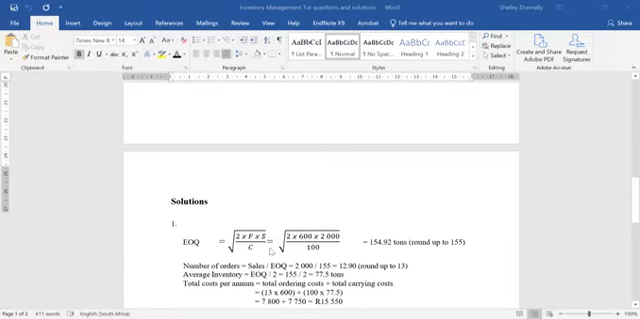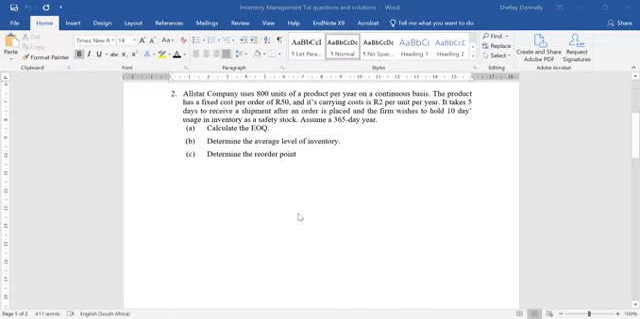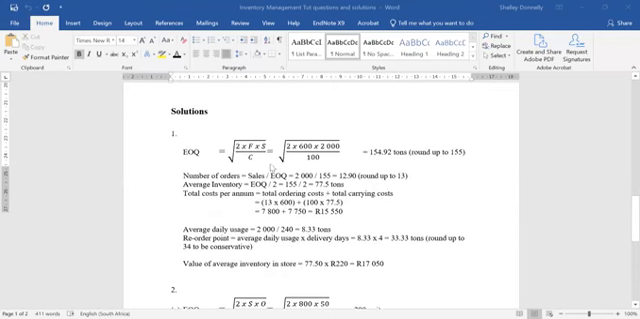So EOQ, simple. Okay, so it's the square root of 2 times F times S. It's twice the fixed cost per order and the sales units for the year over the holding or carrying cost per unit per annum. So we get 154.92 tons. We'll round that up to 155.